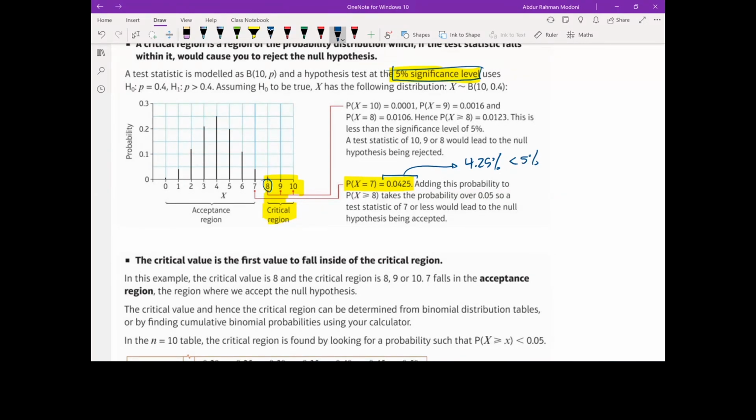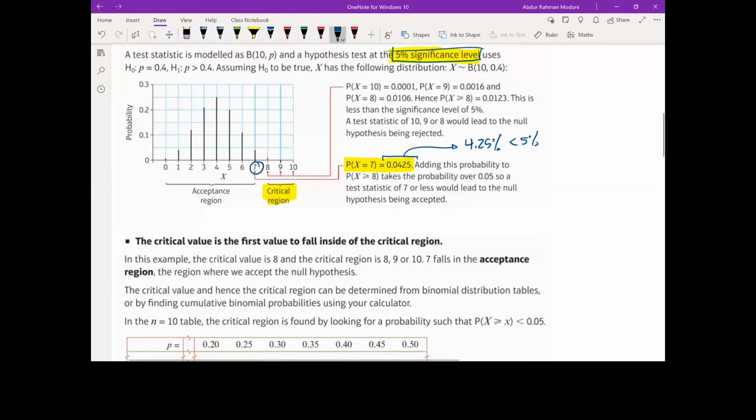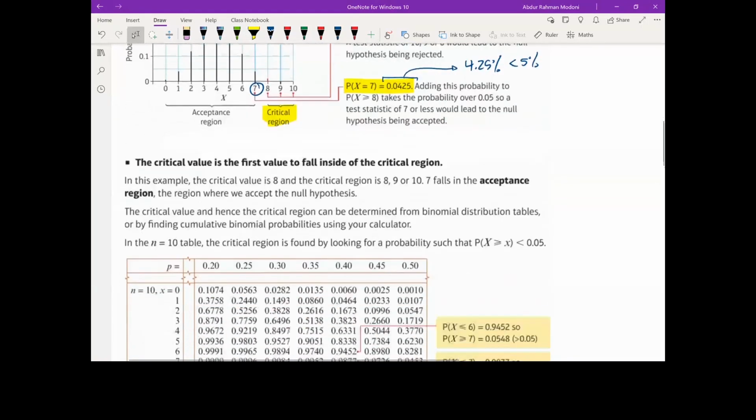Therefore x equals 7 is our critical value in this case, because it's the first value that is below 5%. So if we did a sample and our test statistic worked out to be x equals 7, then we would reject the null hypothesis, because this value is less than the significance level.